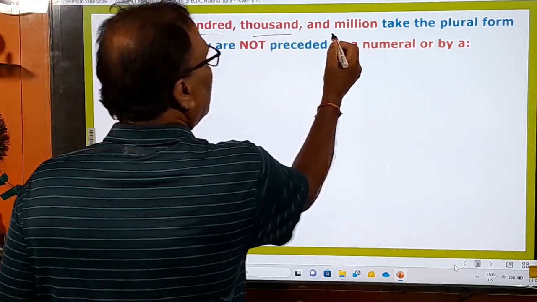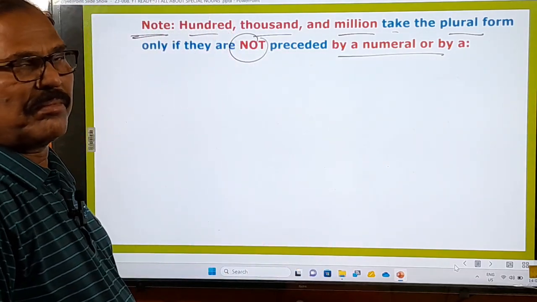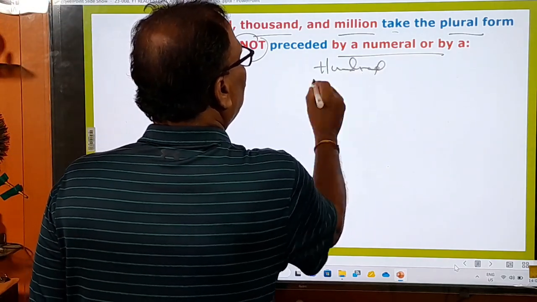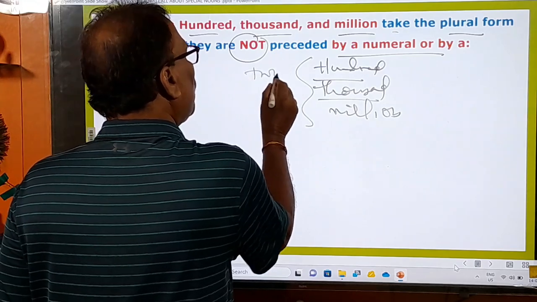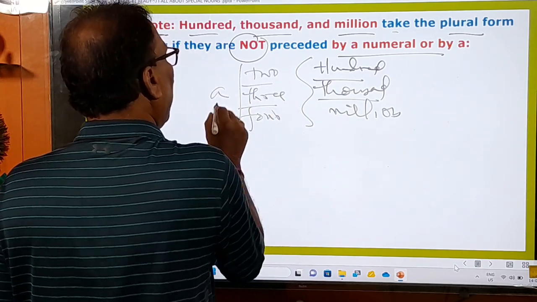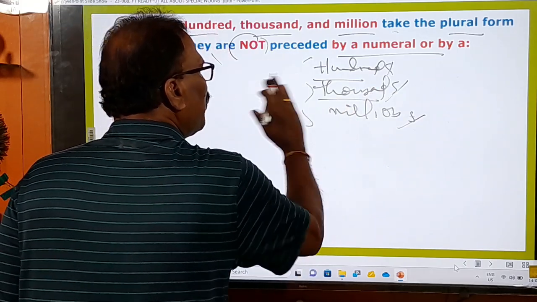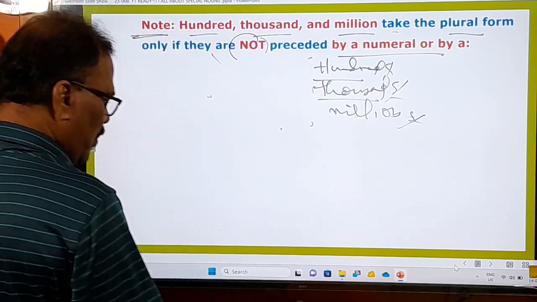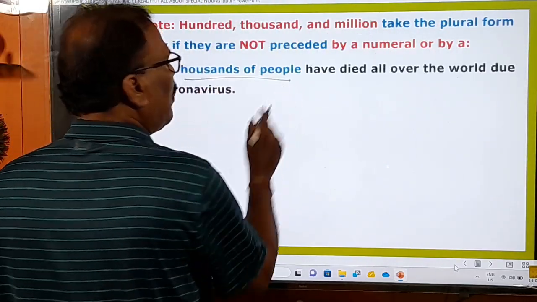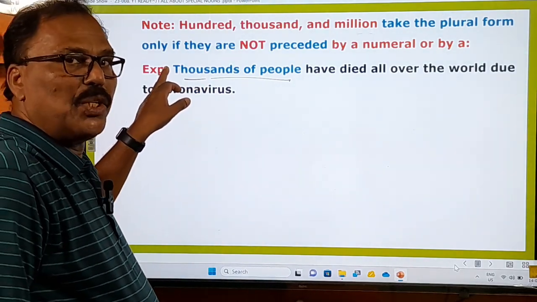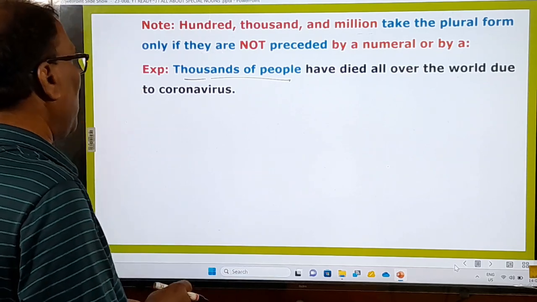Hundred, thousand and million take the plural form only if they are not preceded by a numeral or "a". That means if a numeral like 2, 3, 4, or "a" is there before them, they don't take -s after them. If they are not there, they can be used with -s, the plural form. Let me give you some examples. Thousands of people: before thousands there is no numeral, no 2, 3, 4, 5, 10. So this is correct: thousands of people have died all over the world due to coronavirus.